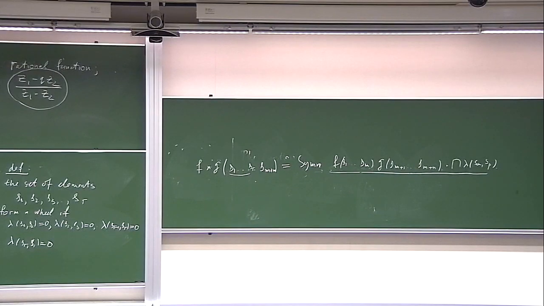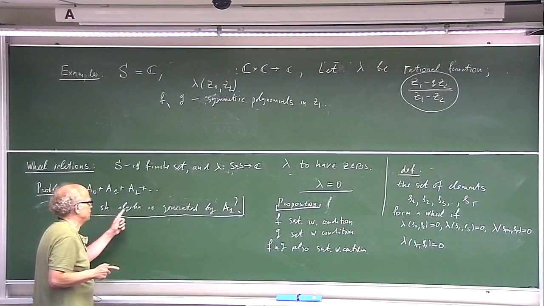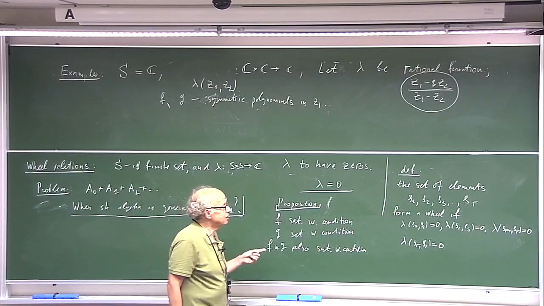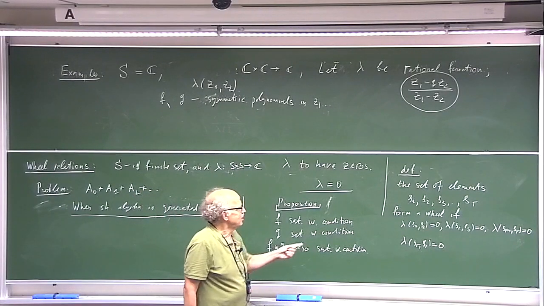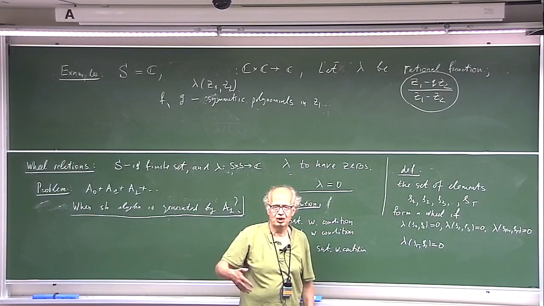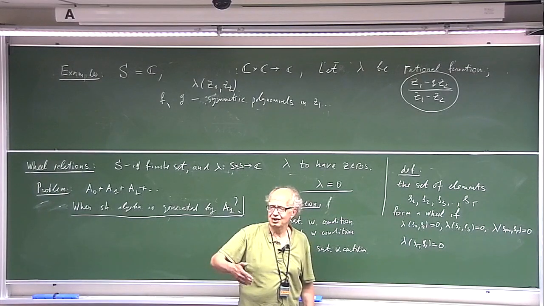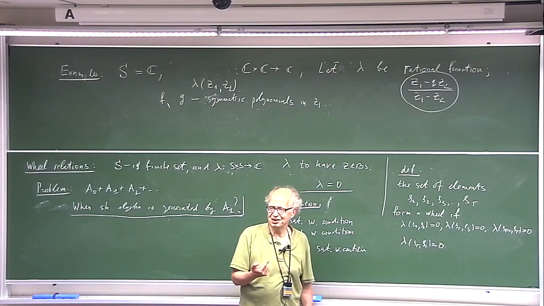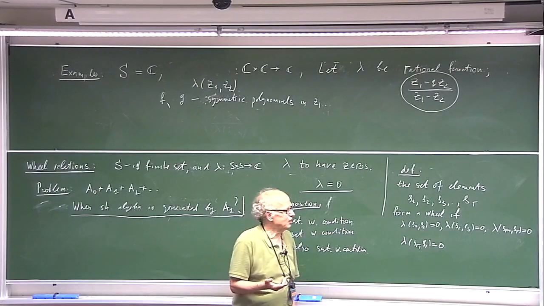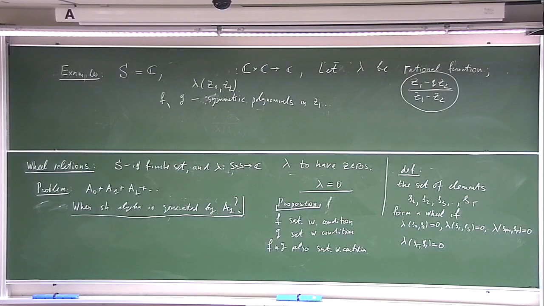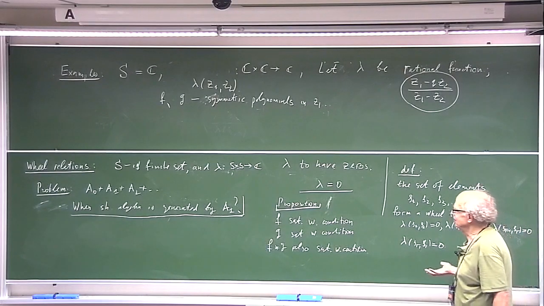But here was the problem. When the algebra is generated by A1, and surely my proposition says that it is not so if we have a non-trivial wheel. In this case, the part which is generated by A1 gives you only functions which satisfy the wheel condition. So it means that if we have non-trivial wheels, there's no way to get all of the algebra from A1.